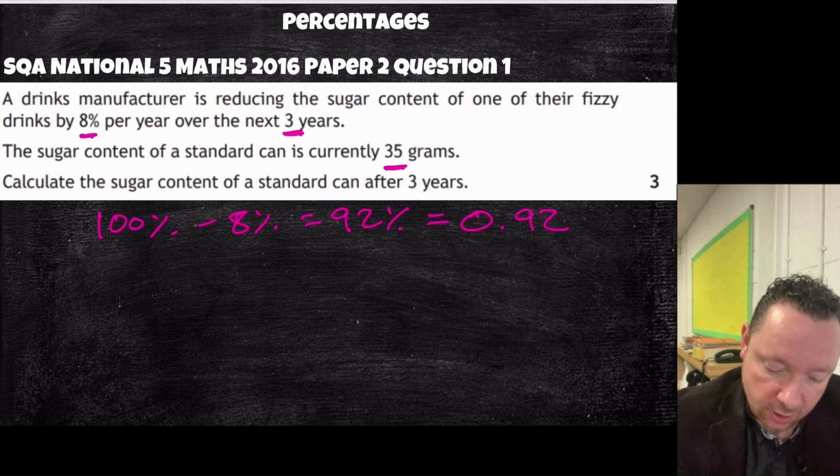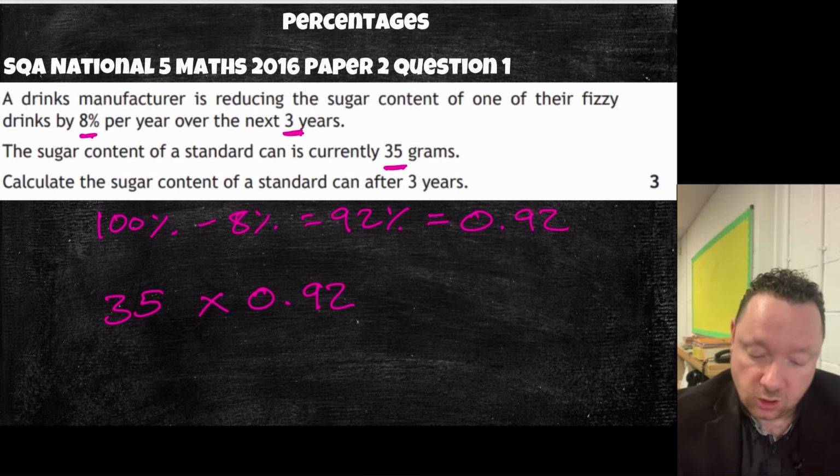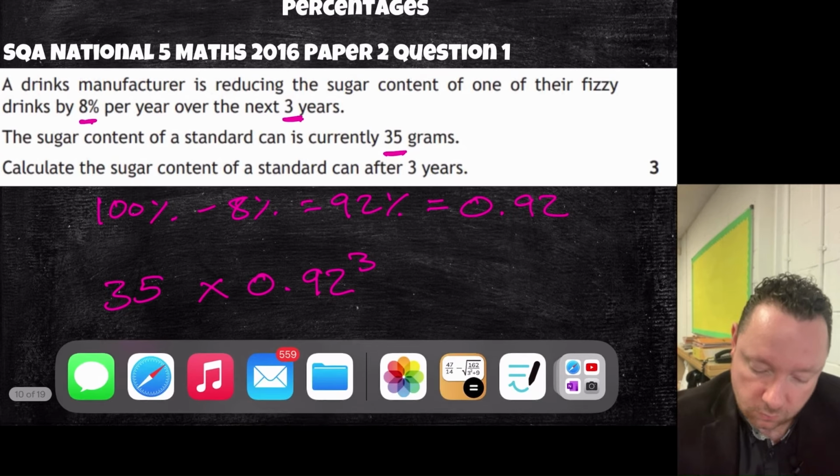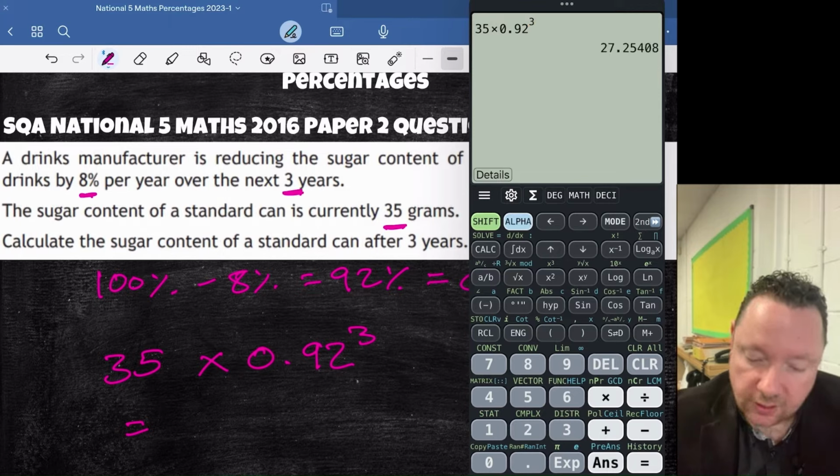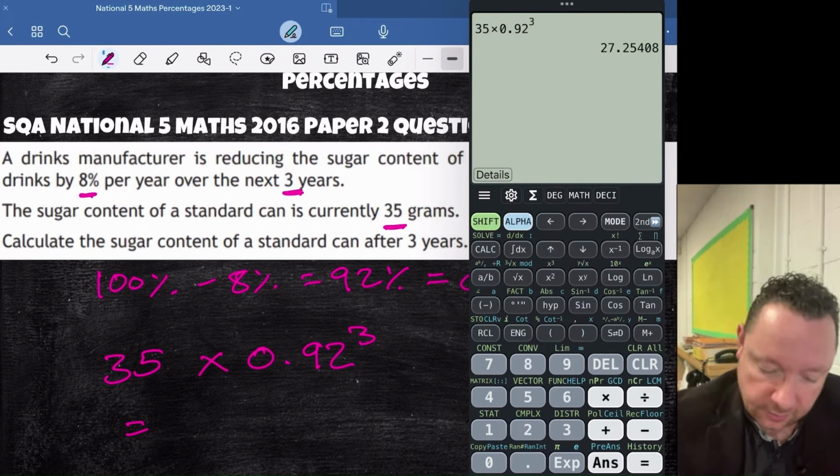So we take our amount, which is 35 grams, we times by our multiplier to the power of how many years it is, which is 3 years, and we get a calculator out and work it out. 35 times 0.92 to the power of 3 is 27.25408.